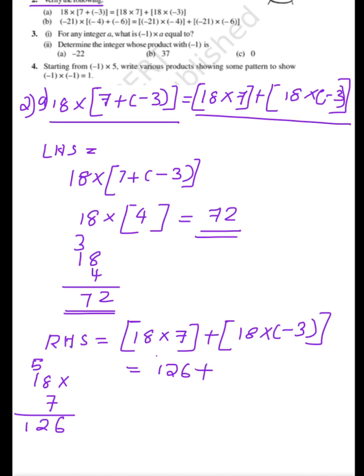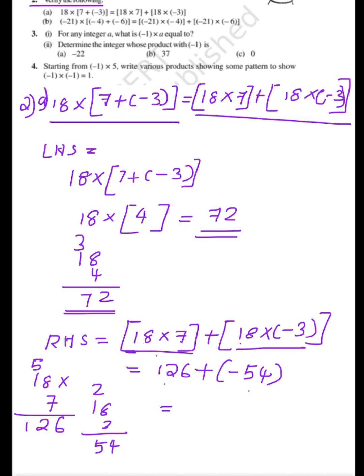Plus, now what is here? 18 into minus 3. So let's do 18 into 3. 8 3s are 24. 54. So 54. Since minus sign is there, minus 54 will be the answer. Okay. 18 into 7 is 126. 18 into minus 3 is minus 54.